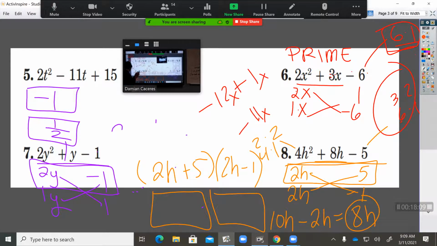All right. So, the two solutions. Change this sign. Divide by the coefficient. Change this sign. Divide by the coefficient.